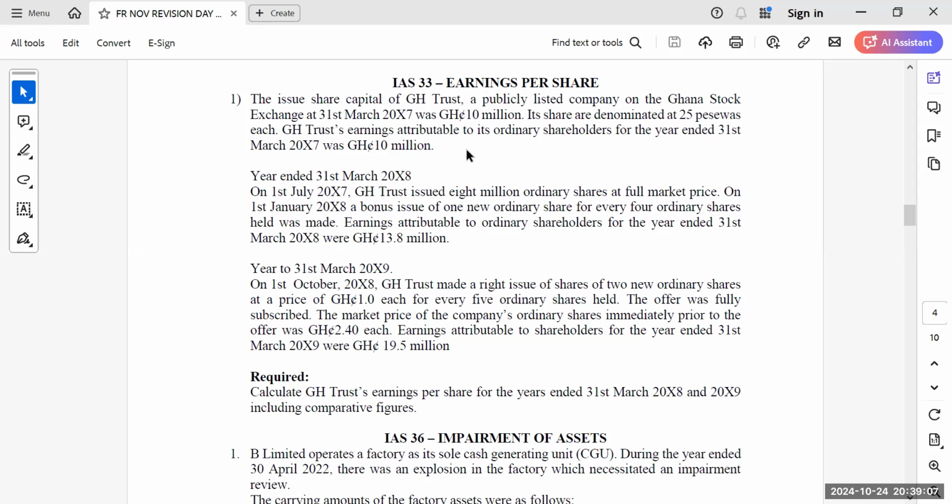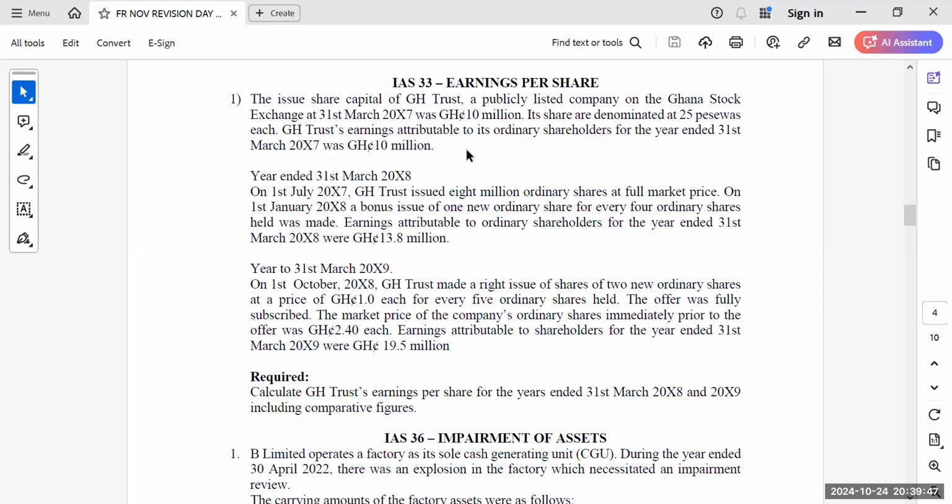Year to 31st March 2009. On 1st October 2008, GH Trust made a rights issue of 2 new ordinary shares at a price of 1 cedi each for every 5 ordinary shares held. The offer was fully subscribed. The market price of the company's ordinary shares immediately prior to the offer was 2.4 Ghana cedis each. Earnings attributable to shareholders for the year ended 31st March 2009 were 19.5 million. Required. Calculate GH Trust earnings per share for the 2 years ended 31st March 2008 and 2009, including comparative figures.